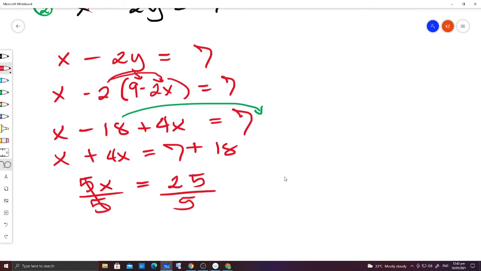So you can see that whether you choose substitution or elimination method, our answer will be the same. So no worries, okay? So in quiz or exam, I'm going to let you choose which one of these methods is easier for you. As long as your answer is correct, it's fine.